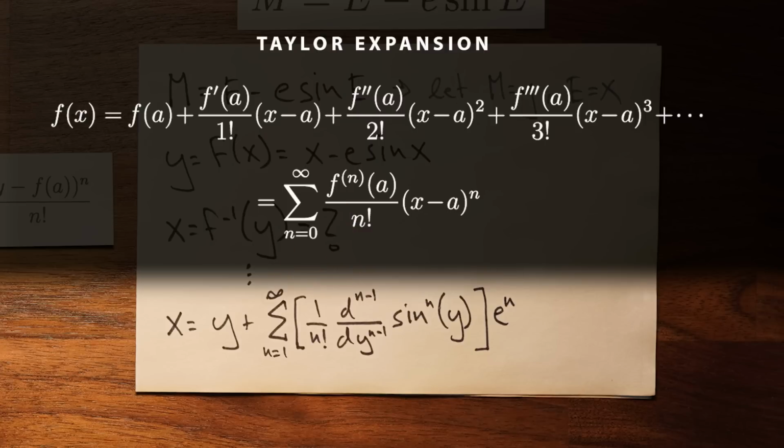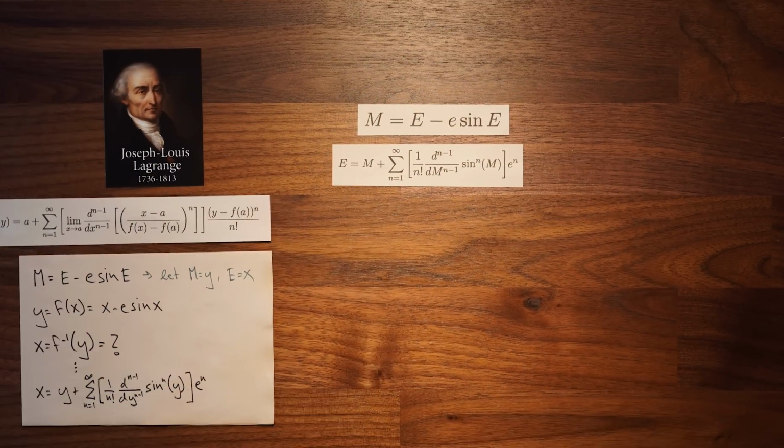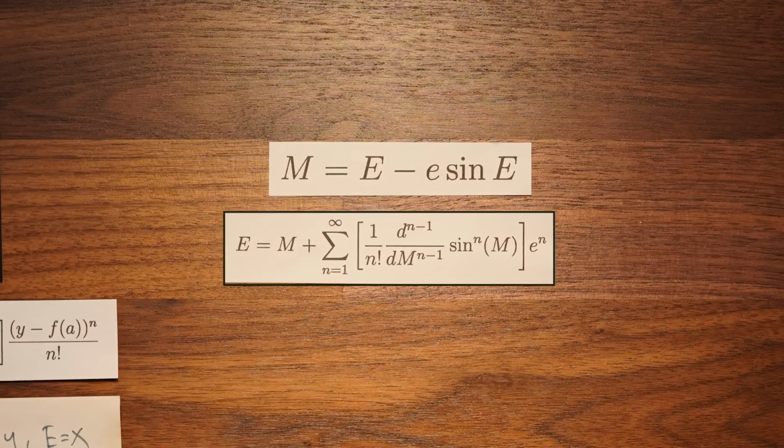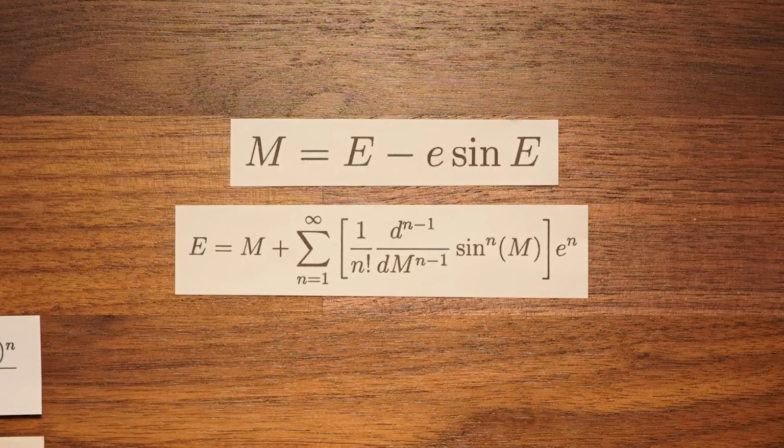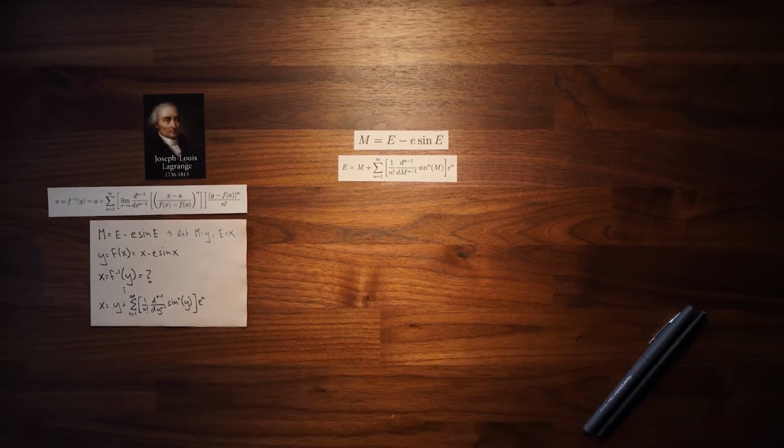But interestingly, our powers are of the eccentricity of the ellipse e, not x or y. Switching back to e and m for x and y, we now have a fully solved expression for E. So did Lagrange solve Kepler's equation? Let's try out Lagrange's solution and see.